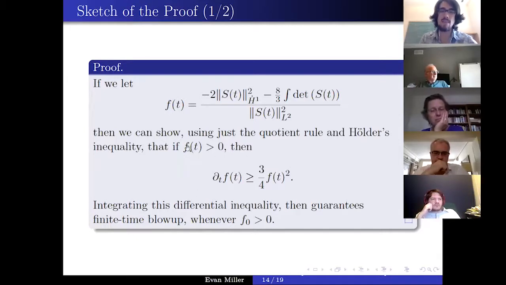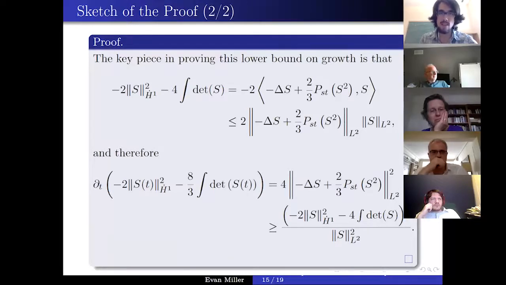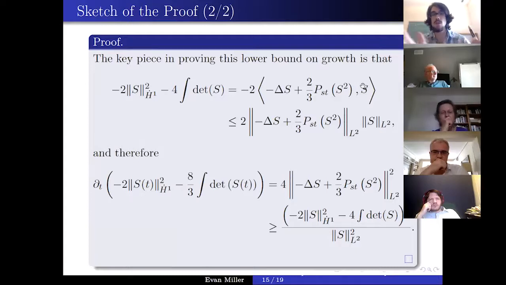The way we get this inequality, that if f of t is positive then the derivative of f is greater than 3/4 f of t squared, is there are two key pieces. The first is that minus 2 the H1 norm squared minus 4 the determinant of S is minus 2 times the inner product of minus Laplace S plus 2/3 S squared with S, because those are the two terms contributing to our enstrophy growth. Taking this inner product gives us minus 2 the H1 norm squared, and then we drop the projection and use the fact that S is symmetric. That gives us minus 4/3 trace S cubed, and using some identities for symmetric trace-free matrices, we get minus 4 determinant of S. If we apply Hölder's inequality to this, we get that it is less than or equal to 2 times the L2 norm of this piece and the L2 norm of this piece.